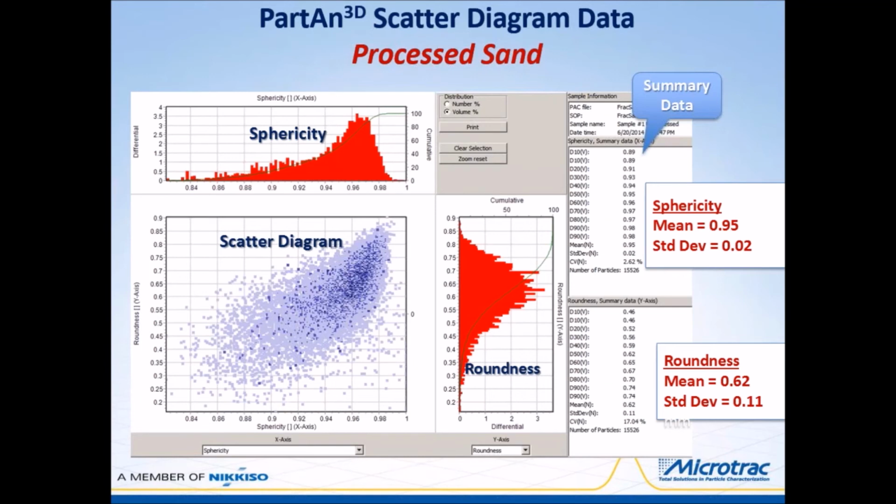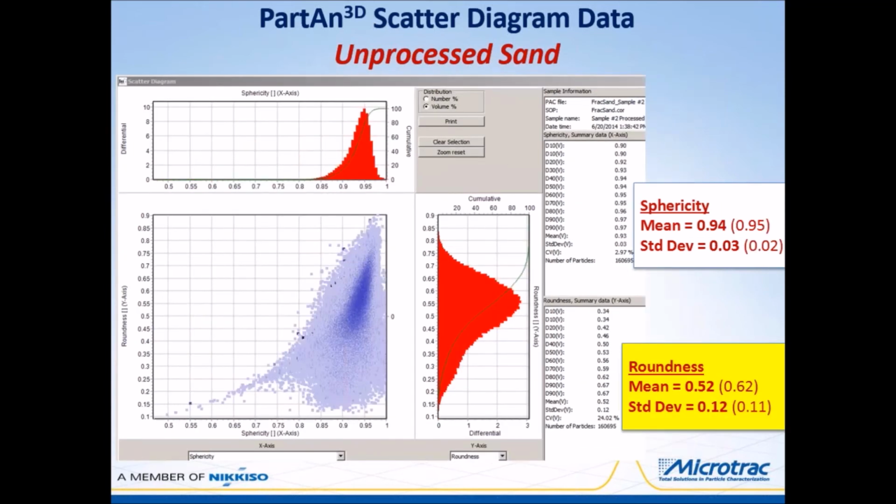The darker the blue in the scatter diagram, the higher the particle concentration. The bulk of the sample population can be seen in the scattergram to be within the API specification limits.